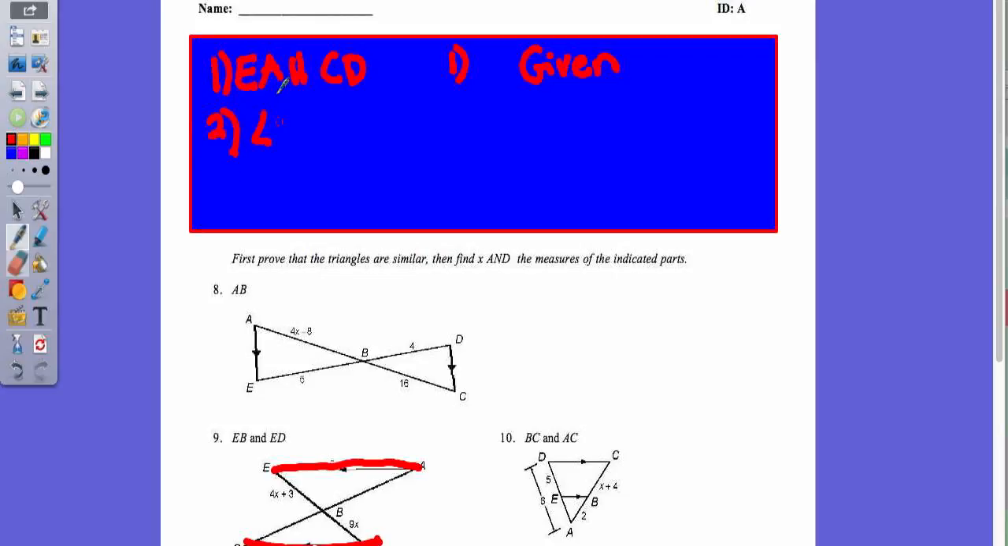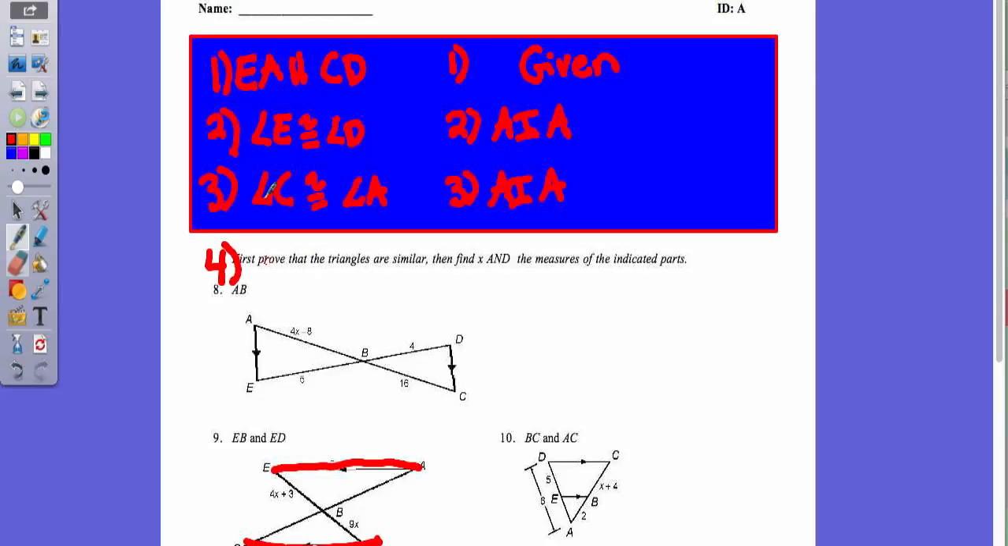So I can say angle E is congruent to angle D by alternate interior angles. I'm just abbreviating here. You can't do that on the test. I'm just doing it here so I don't bore you all when you're watching the video. I can also say angle C is congruent to angle A by alternate interior angles.